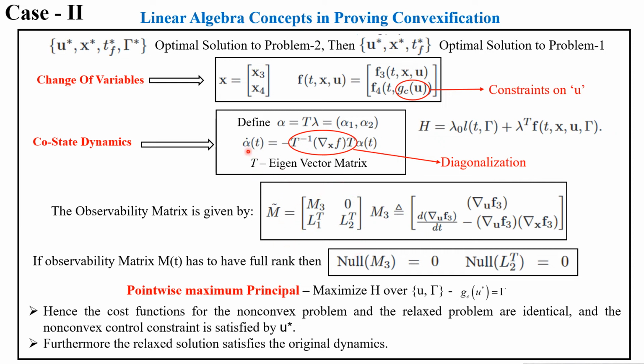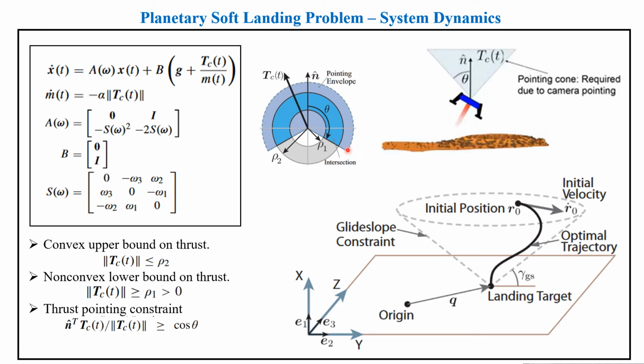So the process is, like in case 1, you estimate the alpha and straight away estimate the lambda, and you substitute in the Hamiltonian to maximize the Hamiltonian using the lambda substitute, and you get the state and co-state vectors. Moving on to the next slide.